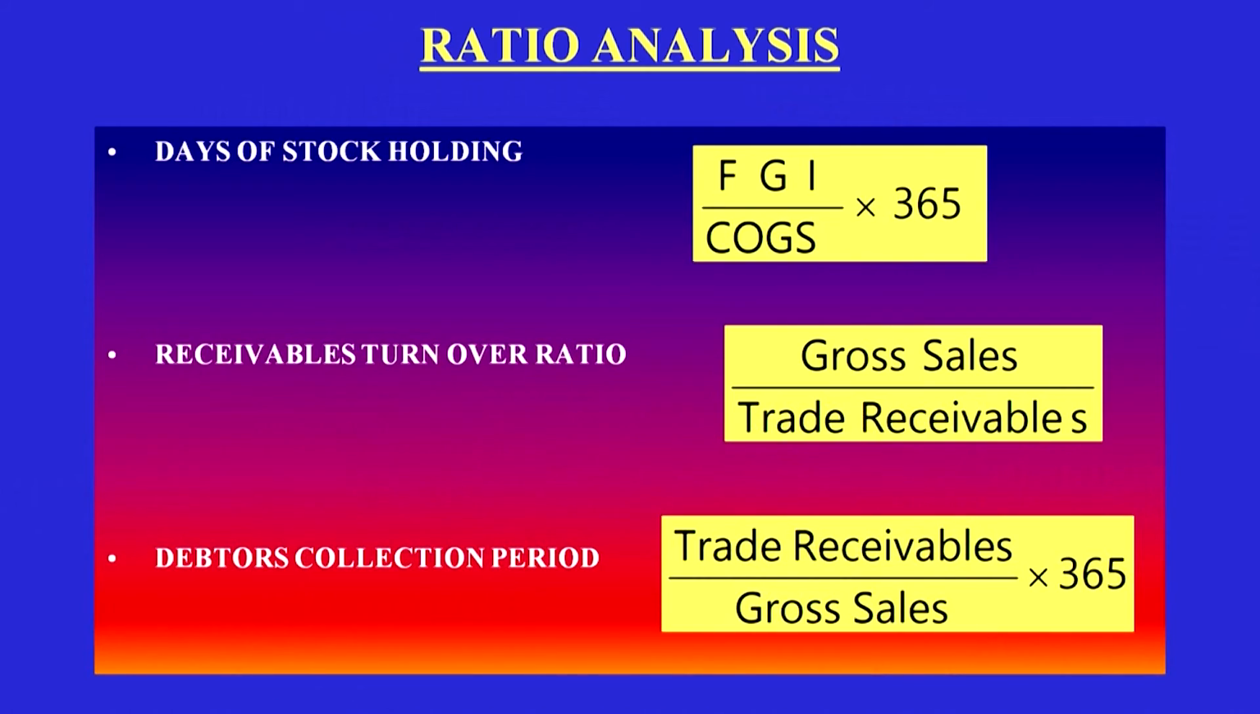So, compare it with the other firms, compare it with the industry average, and then draw a conclusion on whether their days of stock holding, whether 30 days, 35, 36, 25, or 10 days, is acceptable or not. Then is the receivables turnover ratio. All these ratios are ratios of the working capital. They are not ratios of the fixed.